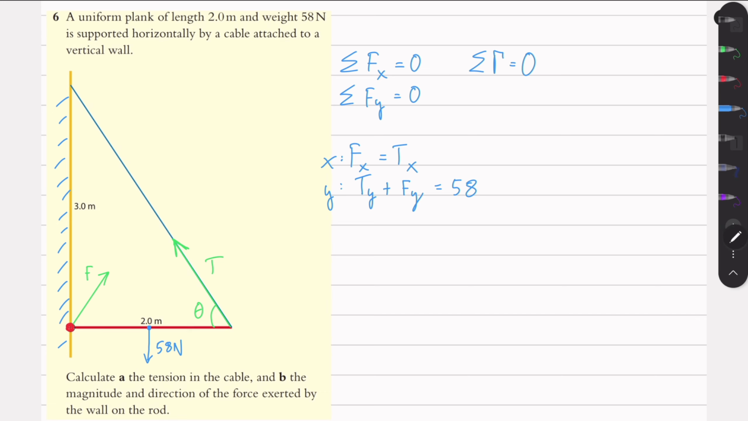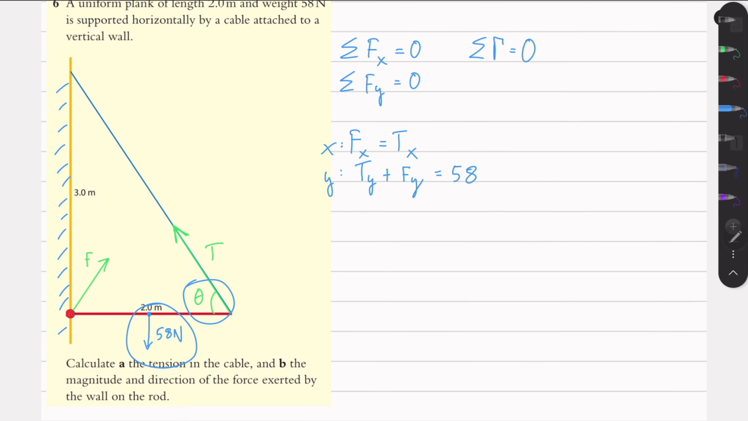So there will be two forces with a torque, this 58 newton force and this tension force. More precisely, we could work with this sine to calculate this perpendicular distance here, although we don't need to, because we already know that this T is made up of two components, a y component and an x component, and the x component passes through the pivot, so it will not have a torque. So we only need to calculate with this y component, whose distance is simply 2 meters. So it will be very simple.